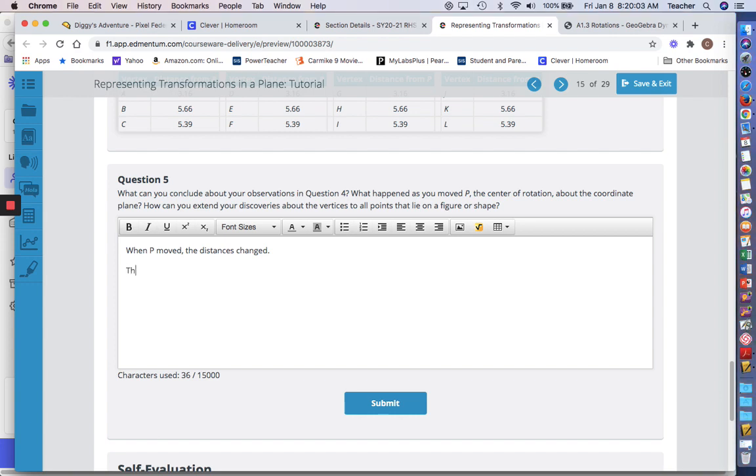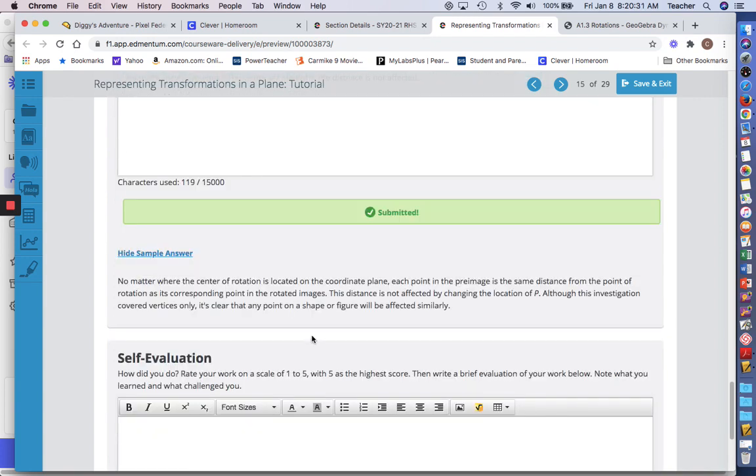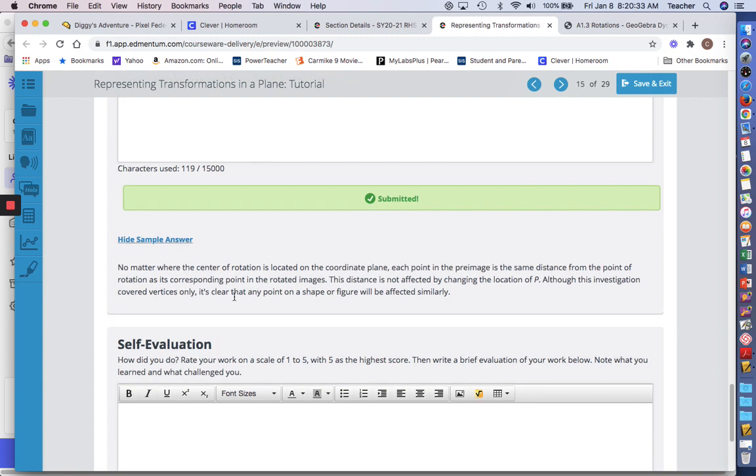However, how can I say that? How about this? No matter where you move the center of rotation, P, the distance is not affected. Okay, cool. Here we go.